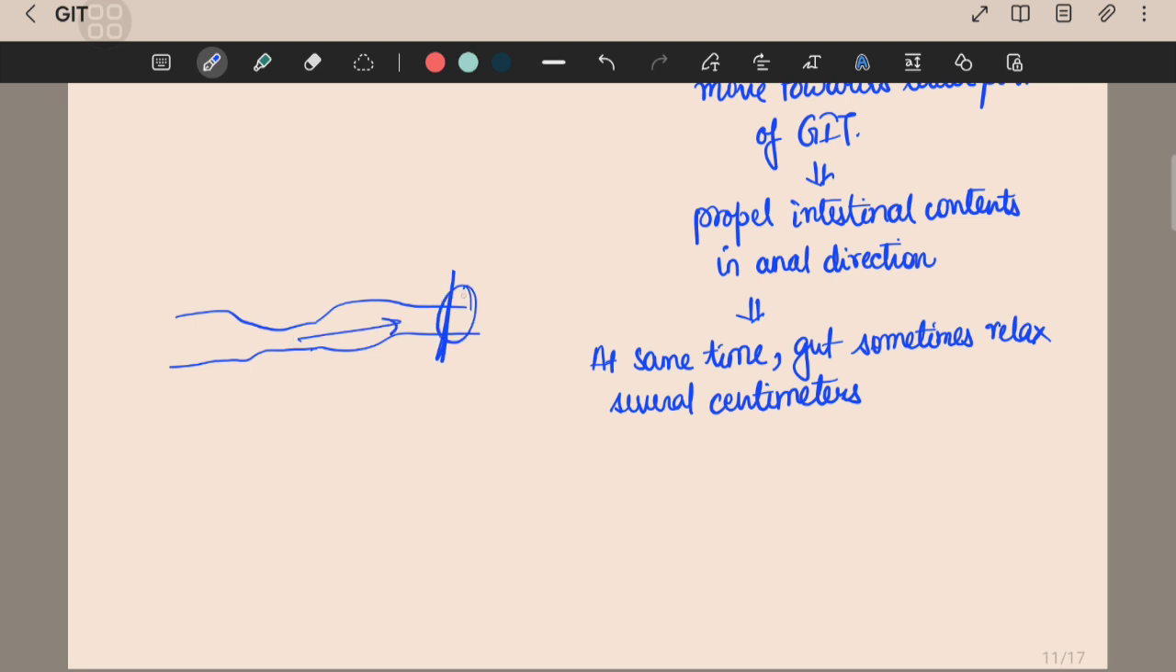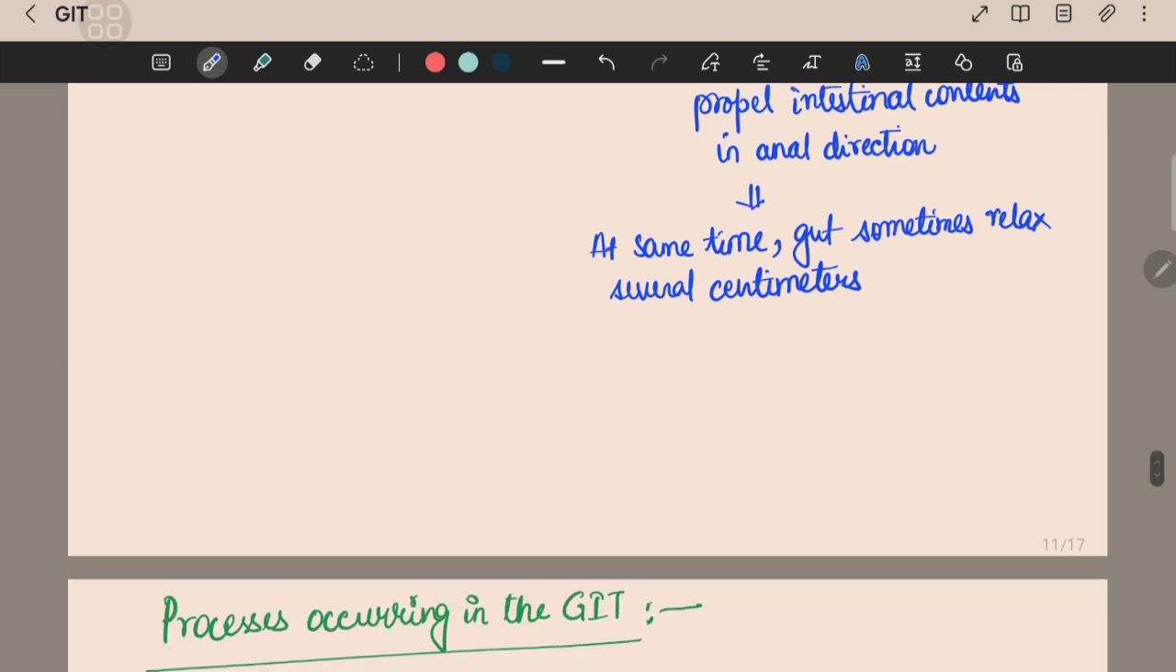Again, when this moves to this portion, this will again constrict like this. So that is happening constantly. This is actually explained over here. That is called receptive relaxation downstream. Sometimes the gut relaxes several centimeters downstream, and this is called receptive relaxation. That actually facilitates movement of the contents towards the anal side.